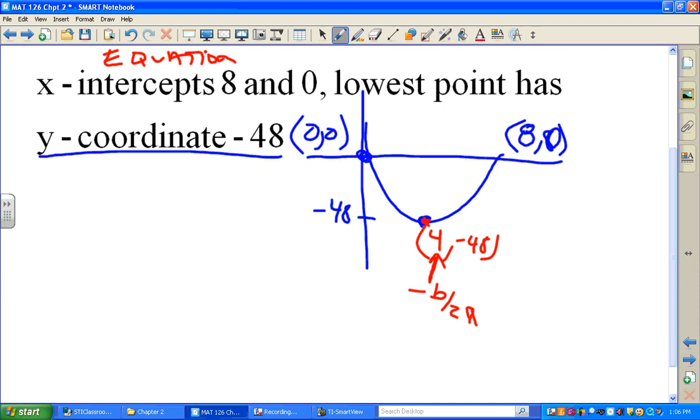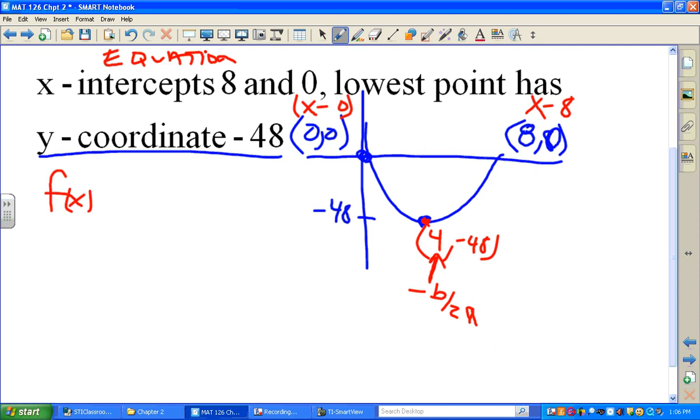How do you write them as factors? Oh, come on now. This is written as a factor as x minus 8. This is written as a factor of x minus 0. There's 2 ways you can do this problem. One way is to use this as h and k, x and y to find a, right? Okay, we can do that.